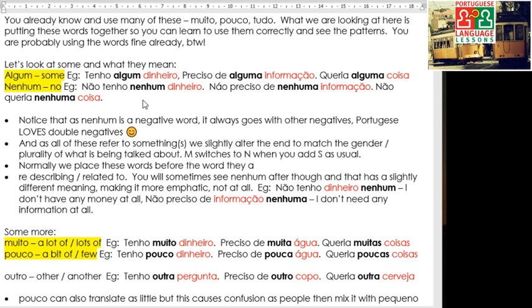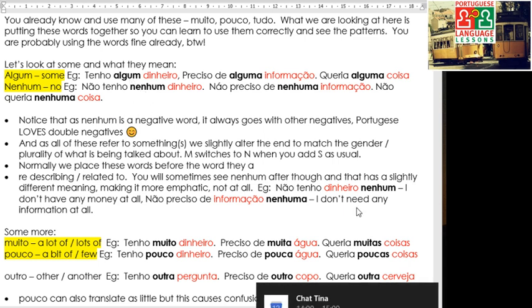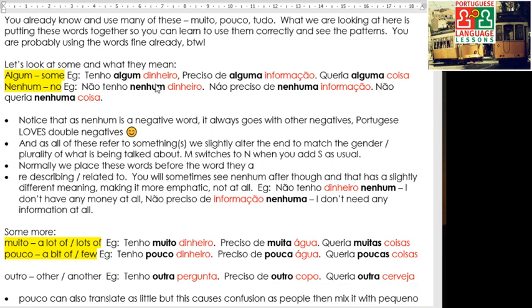Okay, in English, we could actually leave these words out. So I could say tenho dinheiro, I have money, or não tenho dinheiro, I don't have money, and it's also fine. Okay, just slightly different meaning. A few points here. Nenhum is a negative word, and it always goes with other negatives. Portuguese loves double negatives. It's such an anarchist. So we always double negative these up, hence the different translations that are possible.